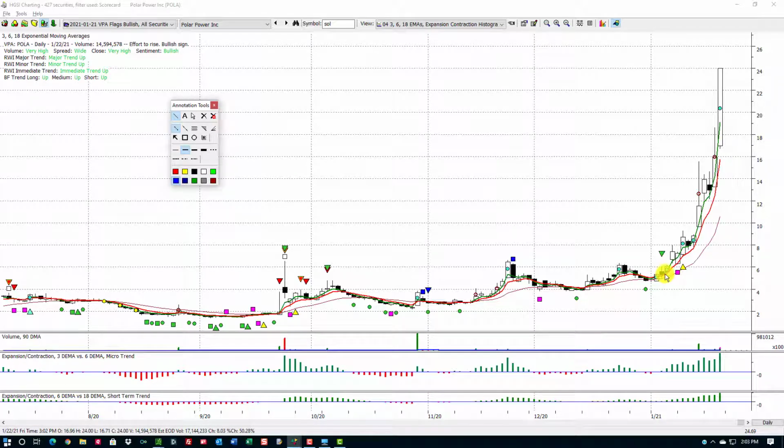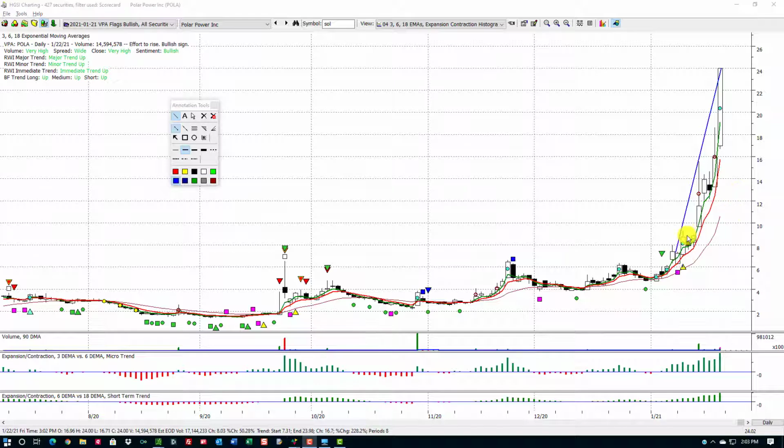Okay, here's the crossover. Here's a VPA flag. Here's another one. Let's take it from this first VPA flag to here. Let's go down here at the bottom. 228.2%, because the 3 was above the 6, and there was a VPA flag here and another VPA flag here. So either one of those, there's a huge gain after that.